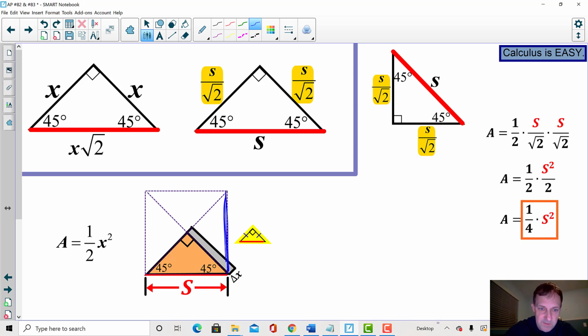But remember, this is kind of the easy one. Just think of it as 1/4 of a square. And that's the easiest way to figure it out and remember it.